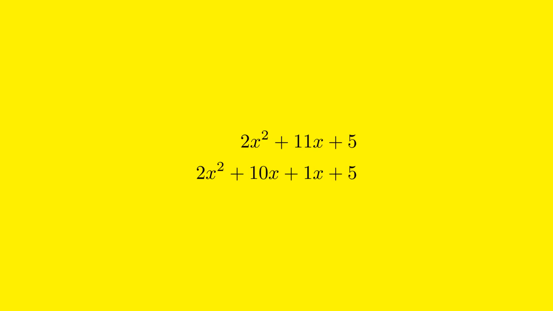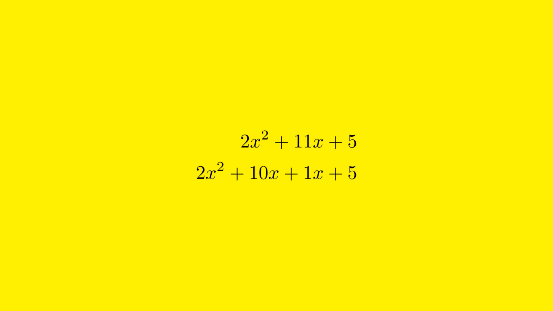To factorize the equation 2x squared plus 11x plus 5, we start with the expression as is. The goal is to rewrite it in a form that makes it easier to factor by splitting the middle term. First, we need to multiply the leading coefficient, which is 2, by the constant term, which is 5. This gives us 2 times 5 equals 10.